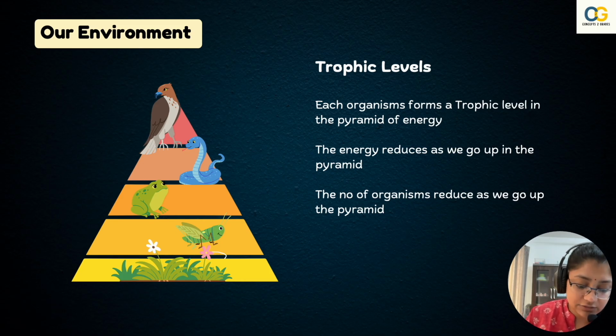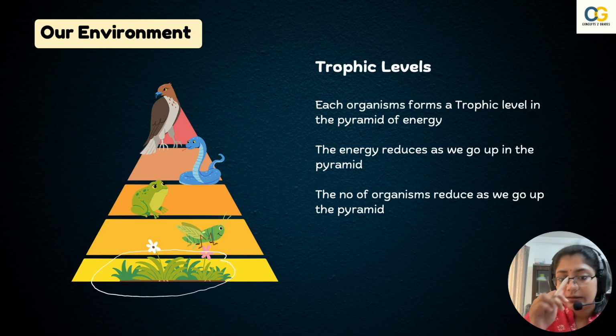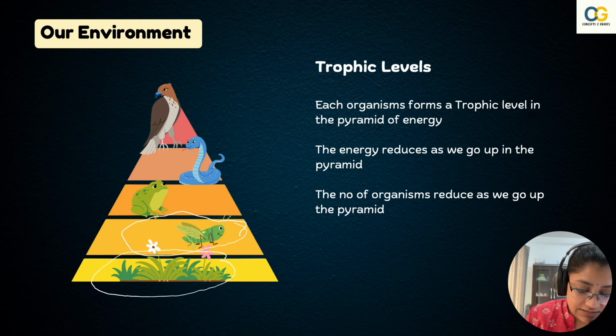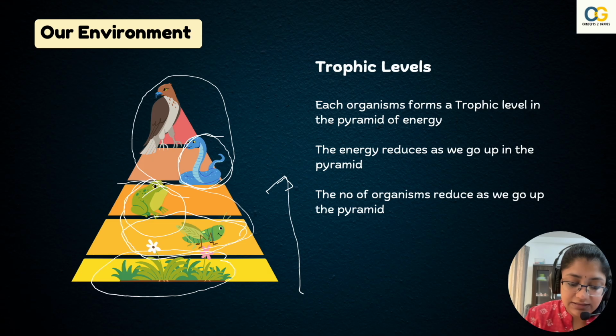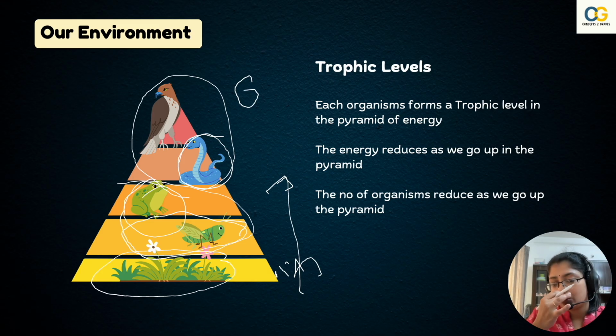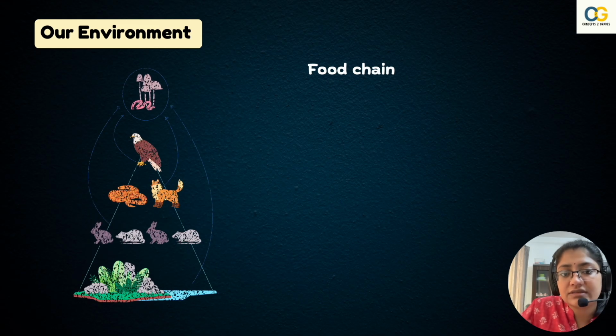So the first trophic level is the grass, which is basically an autotrophic plant, which are producers, and then there are insects or consumers, which are herbivorous. So these are called primary consumers, and then there are secondary consumers in the trophic level. So the energy as we go up this pyramid is less. So the number of organisms down are more than the number of organisms above. So every trophic level reduces the number of organisms that it has. Now, what is a food chain?